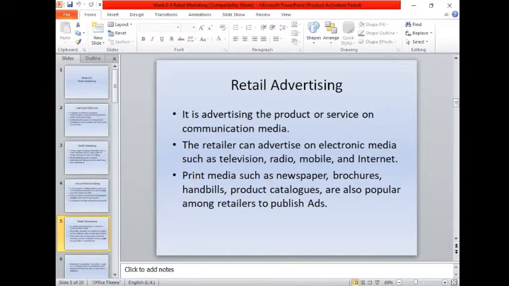websites. Also, traditional advertising is applicable, like the print media, such as the newspaper. Although we are now in the electronic and digital way, newspapers still exist. Brochures, okay? Handbills and product catalogs are also popular print media to publish ads, to advertise to the customers.